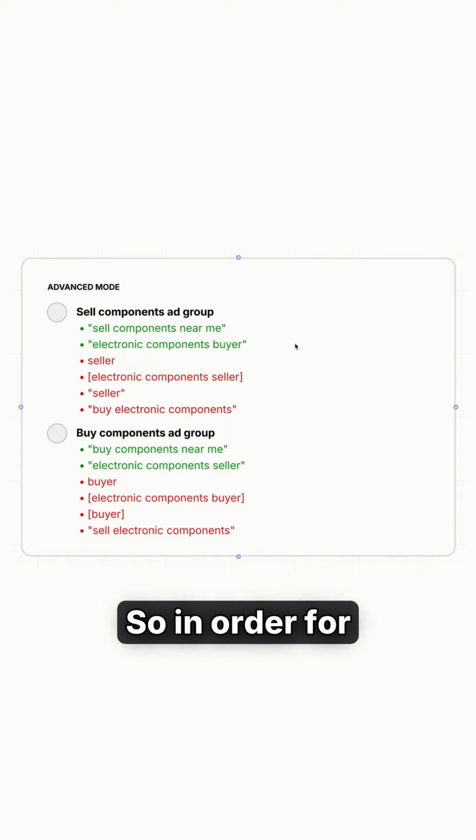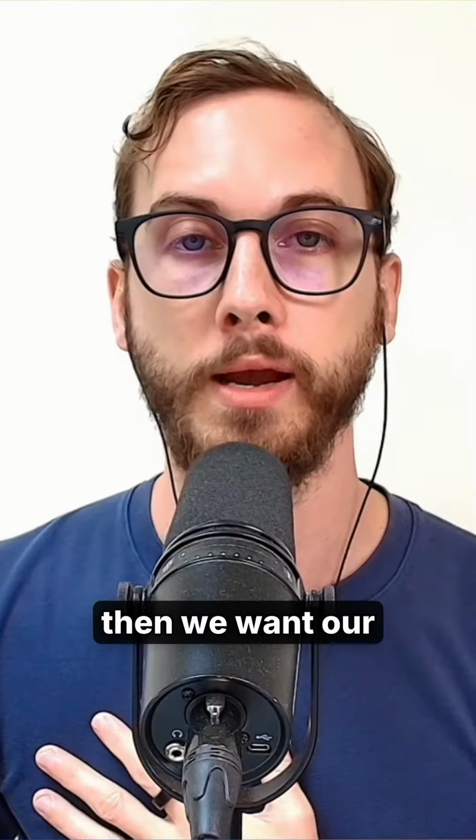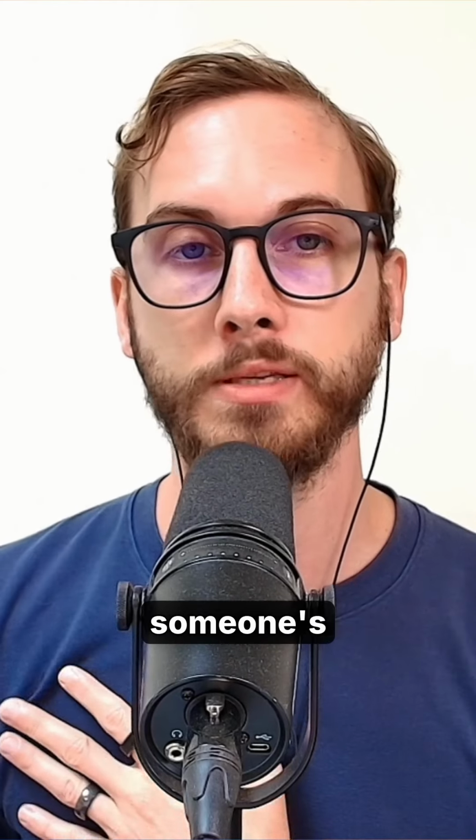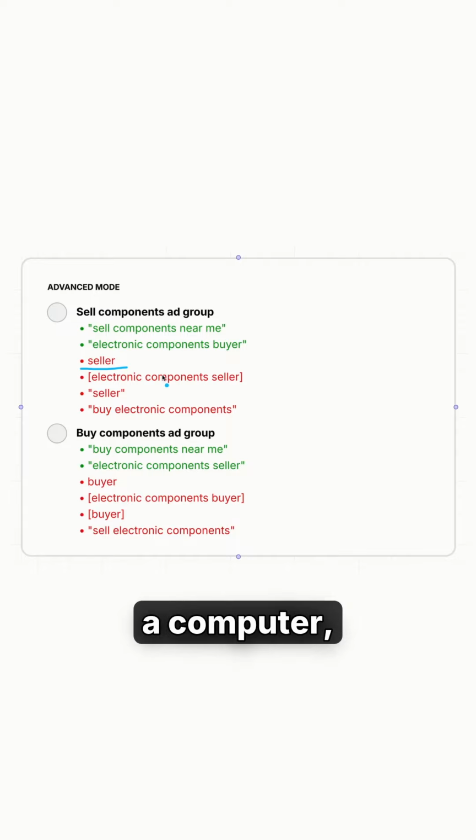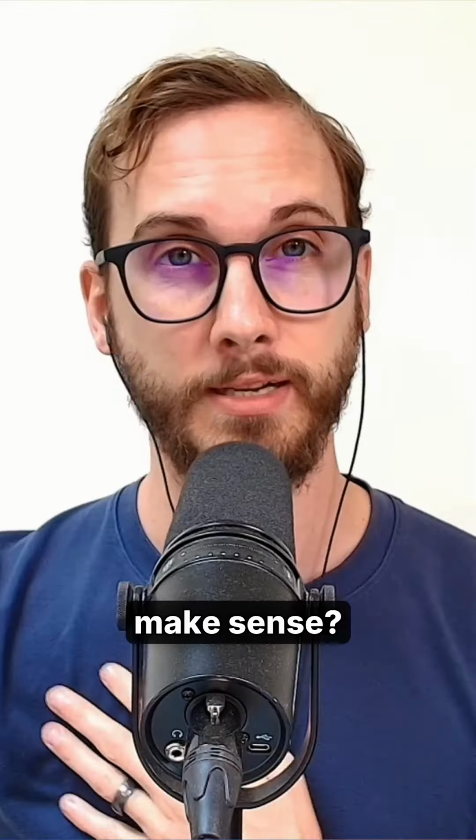So in order for us to show our ads to that person, because we're willing to buy their stuff from them, we bid on stuff like sell components near me, then we want our ad to show up, right? But whenever someone's saying seller, that person doesn't want to buy a computer, they want to sell their computer. Does that make sense? And this is why it's confusing.